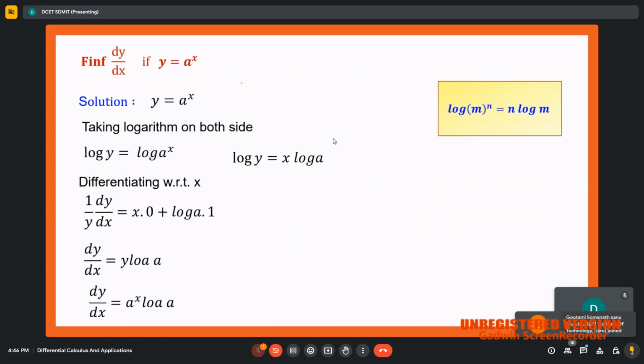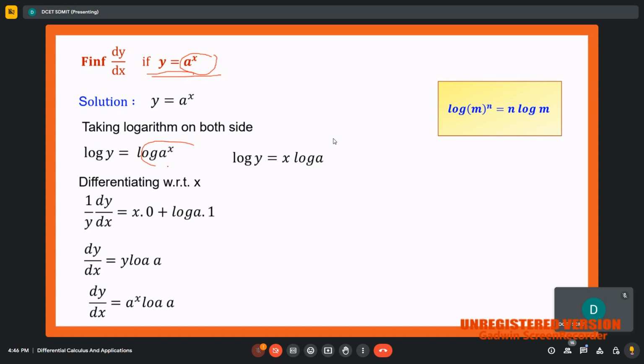Now, if y is equal to a to the power of x, we have to find out the dy by dx. See here, y is equal to a to the power of x. Again, we have to apply the logarithm law here. Taking log on both sides, log y is equal to log a to the power of x. Log y is equal to x into log a.